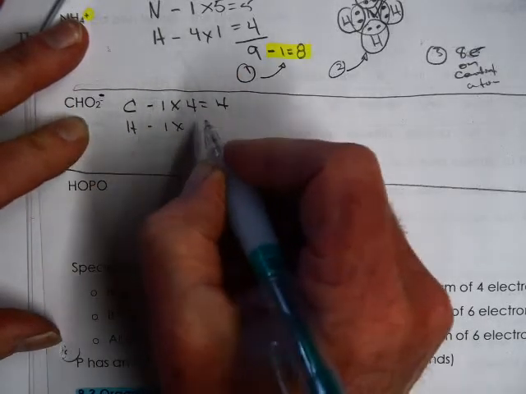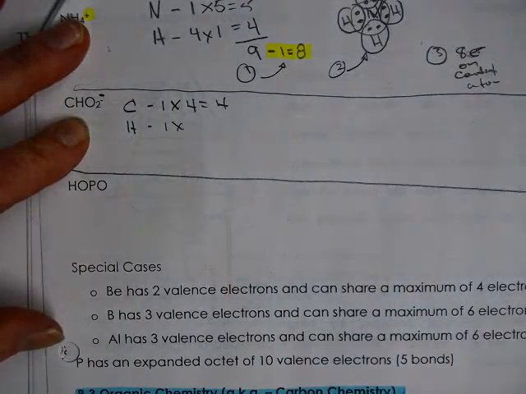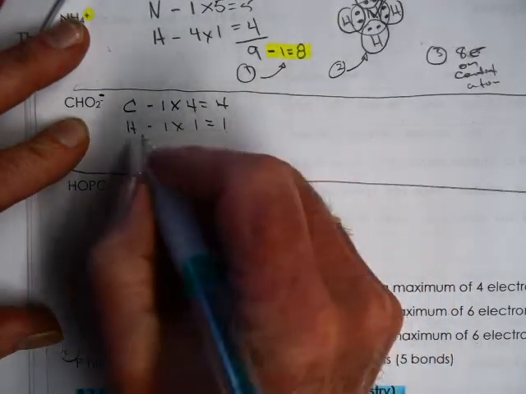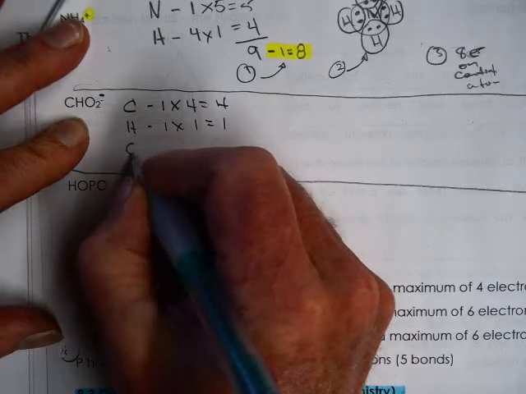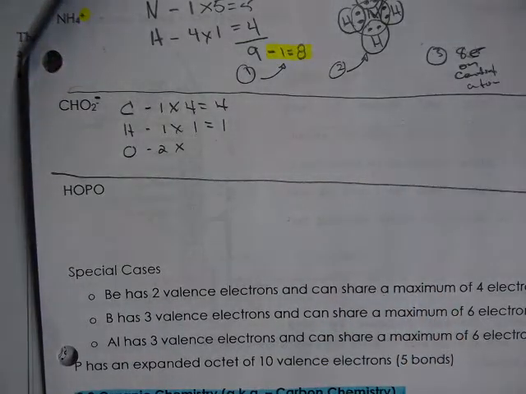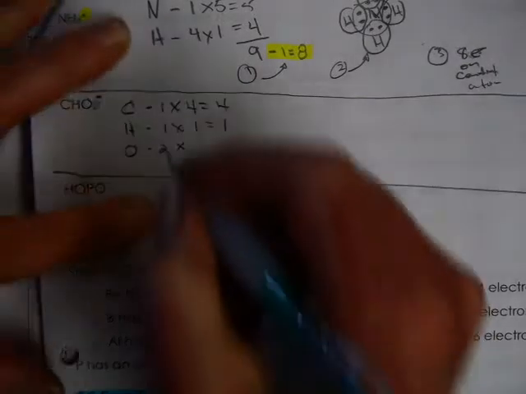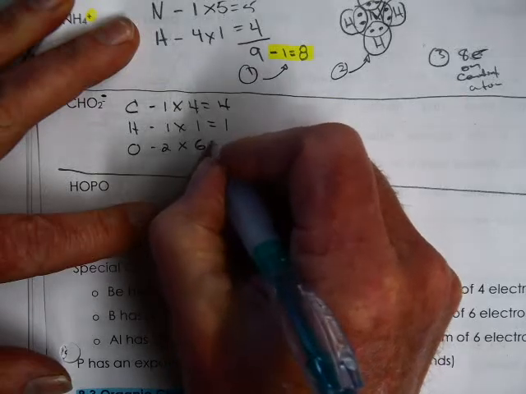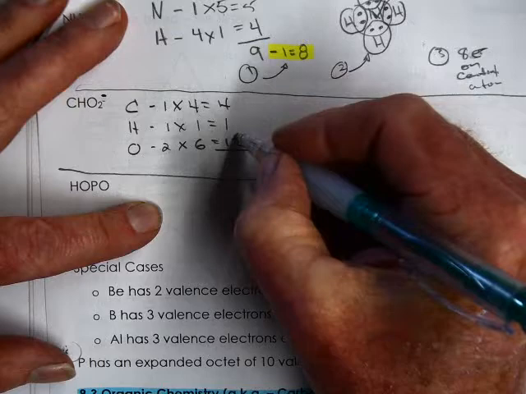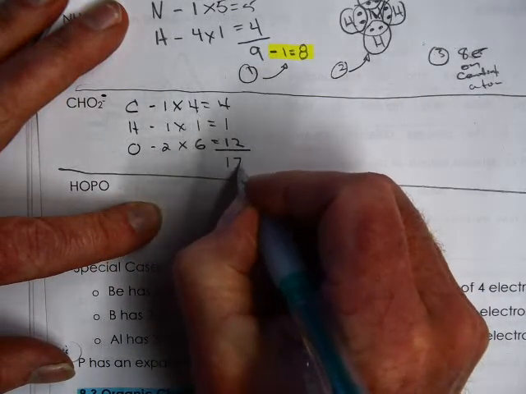1 times, there's only 1 electron in hydrogen, so 1 times 1 is 1. I've got 2 oxygens. 2 times. Now, how many electrons are in the outer shell of oxygen? 6. Very good. So 2 times 6 is equal to 12. Okay? So if I add these up, I come up to 17.